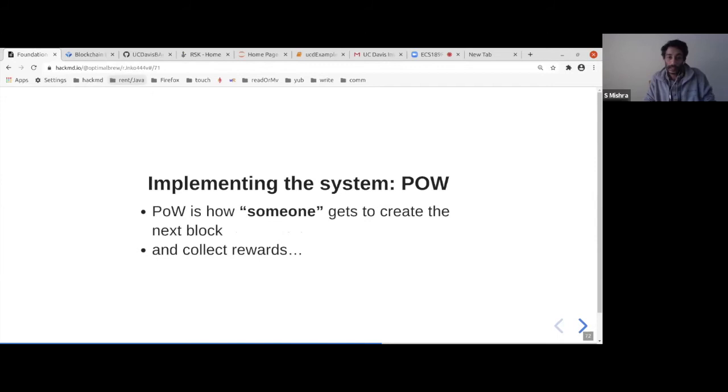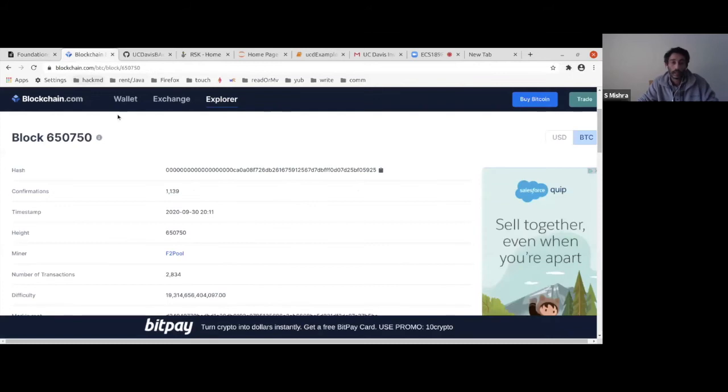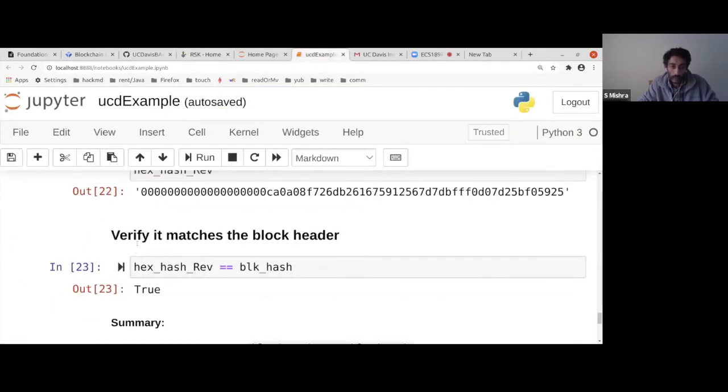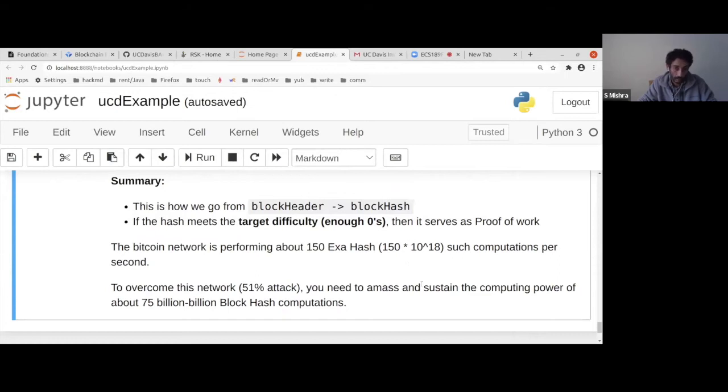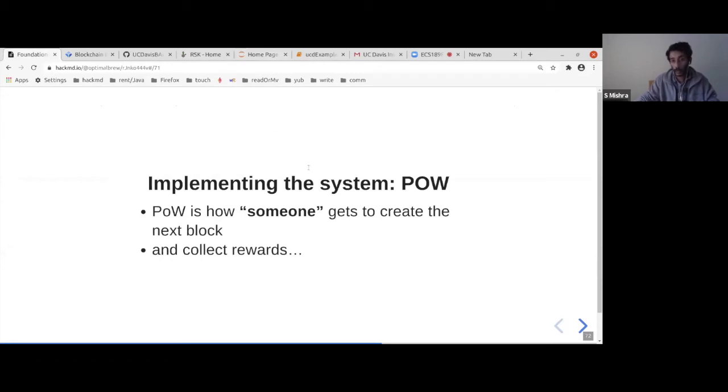Right, so implementing the system, we just walked through a simple Python example that showed you what the Bitcoin system does every day. The computation I showed you was one double SHA computation. This is what the network is doing every day: 150 billion such computations every second. So it's kind of astronomical. Well, it's beyond astronomical. We used to think of these numbers as astronomical, and now they're just bizarrely big. 75 billion block hash computations every second. So if you want to double spend the Bitcoin, that's the kind of force people would have to fight with.